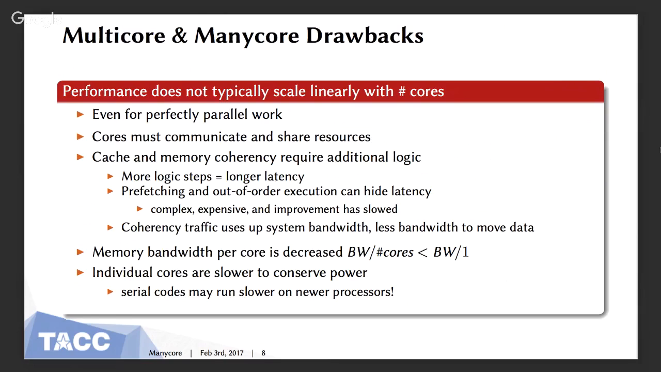Intuitively, the memory bandwidth per core is also decreasing because you have some fixed amount of bandwidth. Now you've got to divide that between the number of cores, and that's going to be less than just the bandwidth divided by one core. And lastly, the individual cores have to be slower to maintain this level of power and heat that you're trying to maintain. And so what happens is serial codes might actually run slower on these newer processors.